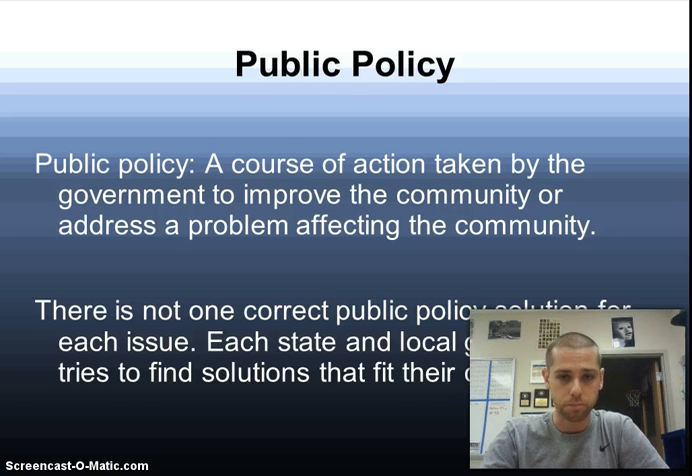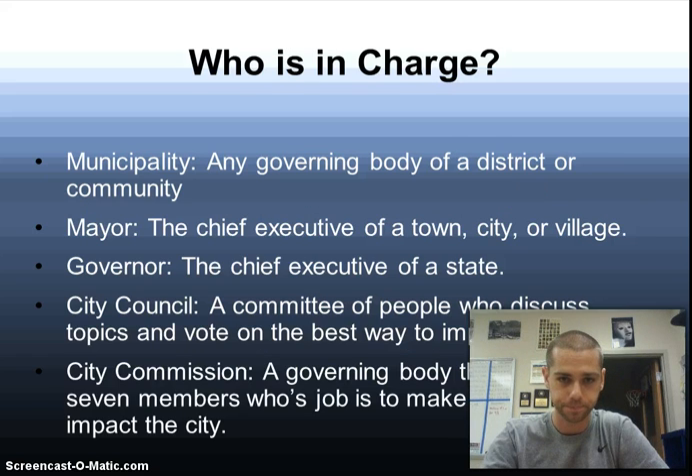Our first vocab word is public policy. Public policy is any course of action taken by the government to improve the community or to address a problem affecting the community. There's not necessarily going to be one correct public policy solution for each issue. Each state and local government tries to find solutions that fit their community. Now, when we talk about public policy, we talk about really any solution that could be solved by the government.